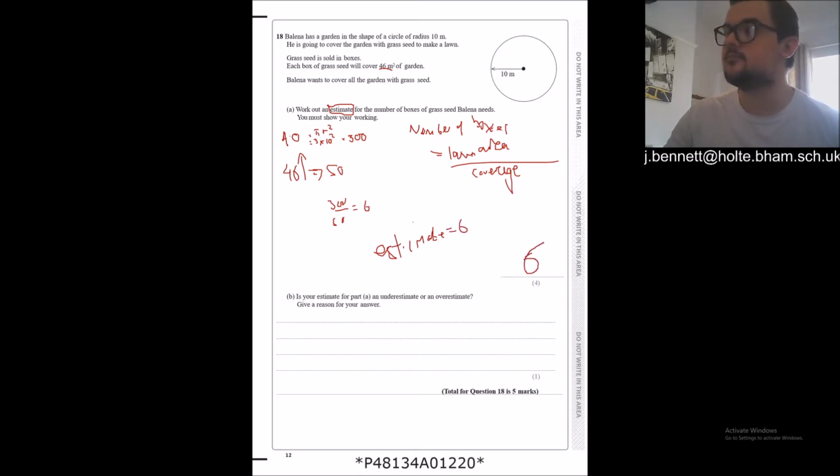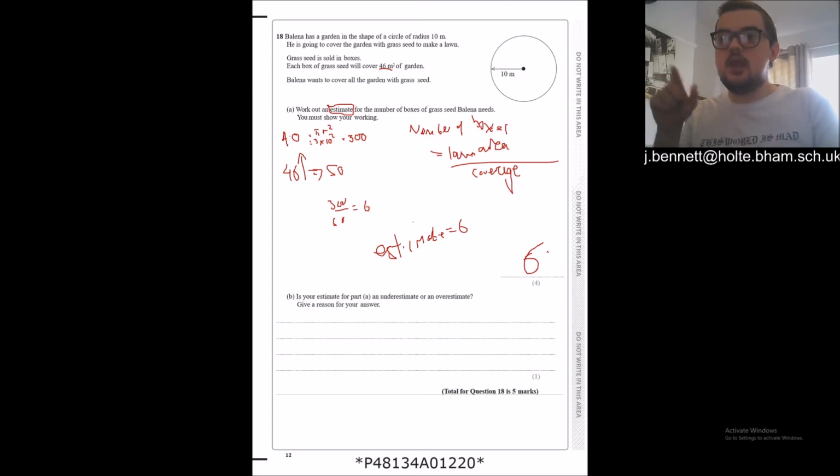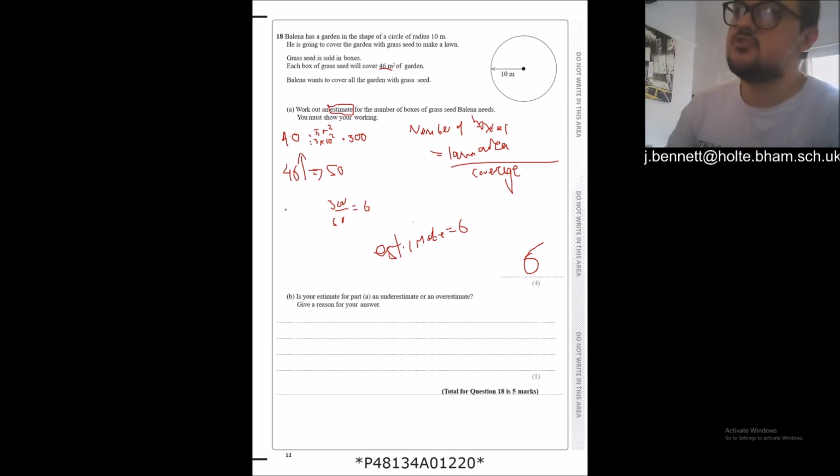Is this an underestimate or an overestimate? Is this number higher or lower? If it's an underestimate, then the true number is going to be bigger. If it's an overestimate, the true number is going to be lower. Our 314, what it should have been, we've rounded down. Our 46, we've rounded up. I'm going to check the answer to see what it says.